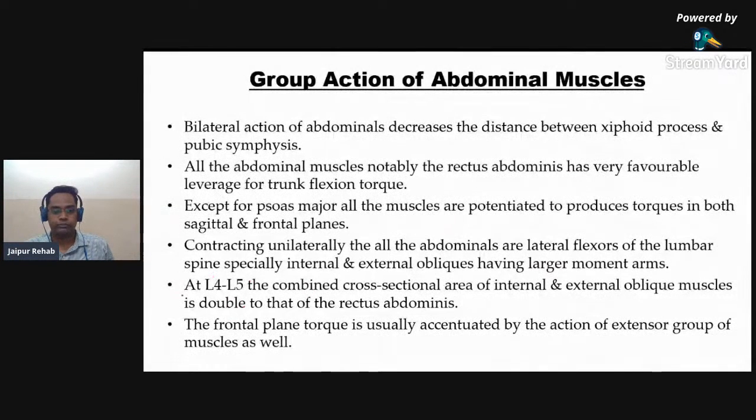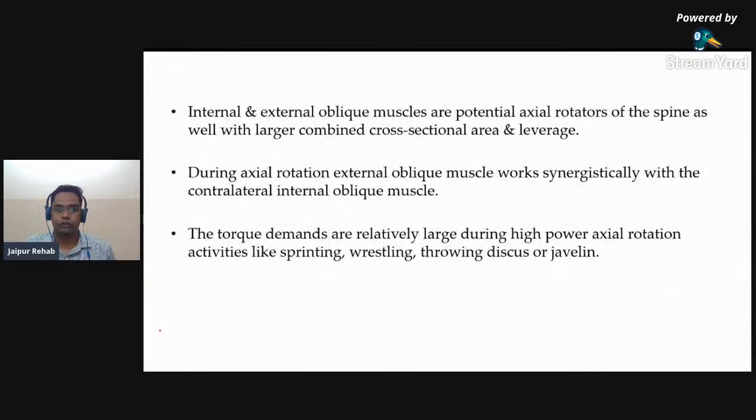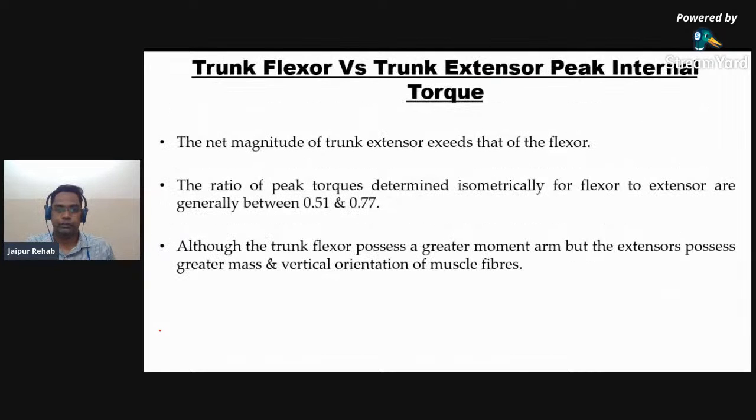Contracting, important: at L4 L5 the combined cross sectional area of the internal and external oblique muscles is double that of the rectus abdominis. I think this slide has repeated again. Okay, so this is the same that we have talked about.